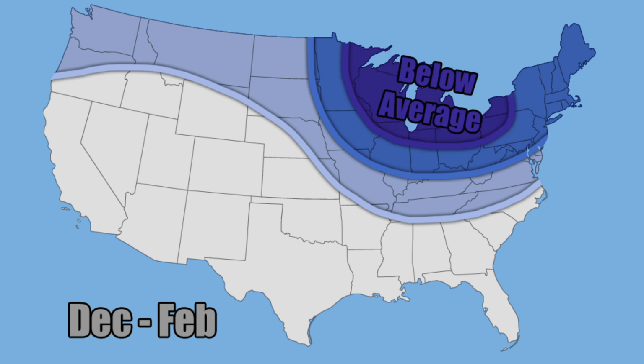And then here is my well below normal temperature region, and that's where I think the heart of the cold air will be, over parts of Minnesota, Wisconsin, Michigan, northern Illinois, Indiana, and Ohio, as well as parts of Pennsylvania and upstate New York there.